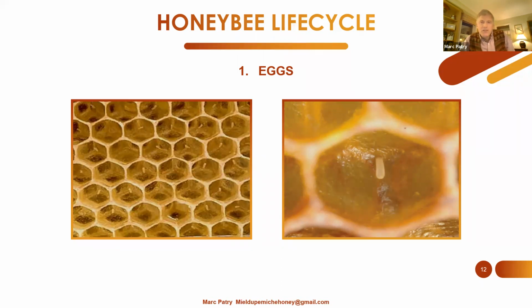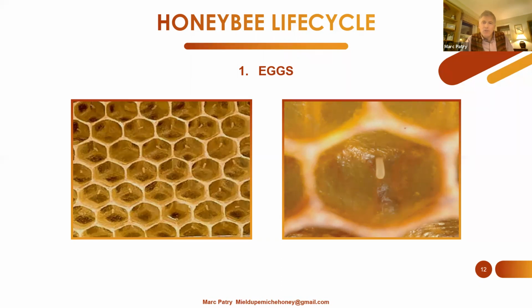So here you have a picture of a comb. You see my cursor under the word eggs? Yes? Okay. So here you have a comb with a little white speck there. Those are eggs, and here's a blow up of that same image. They're shaped like a grain of rice, but they're tiny. They're maybe 2 millimeters long.